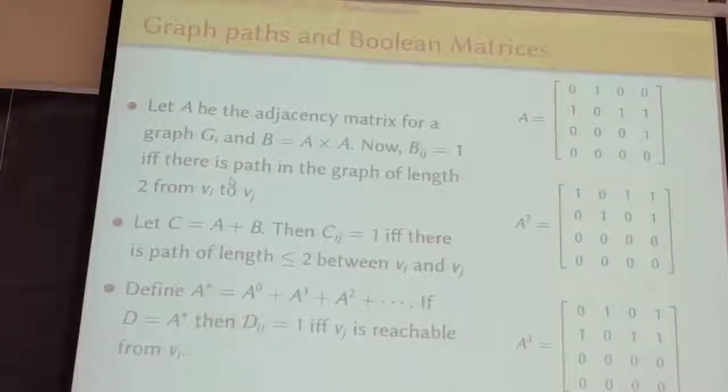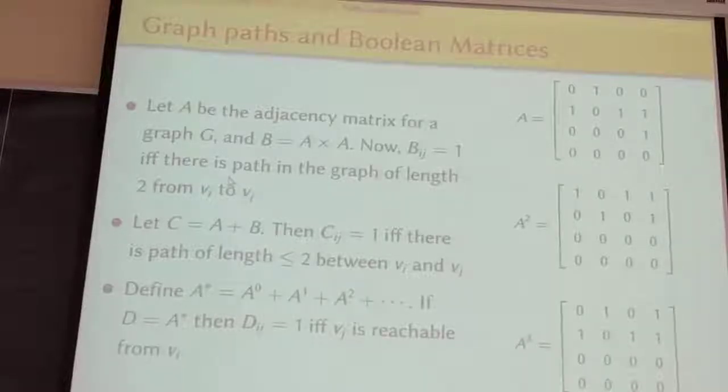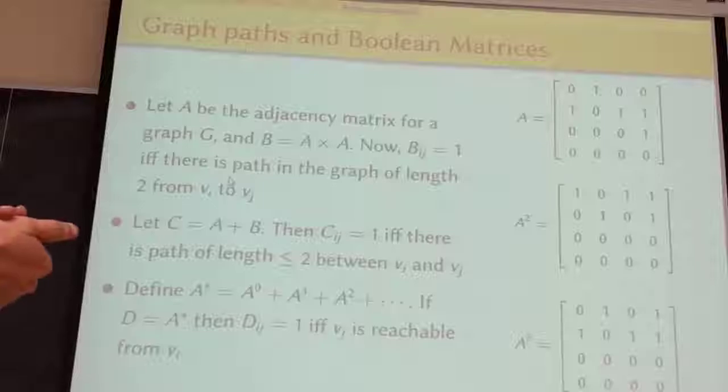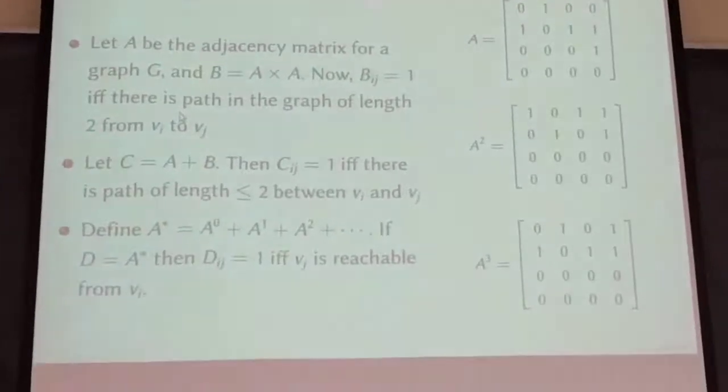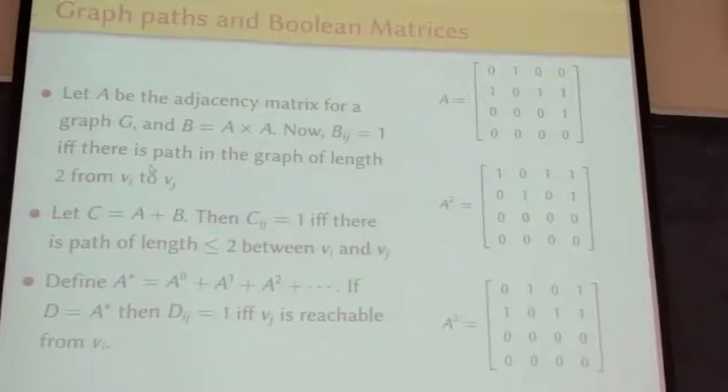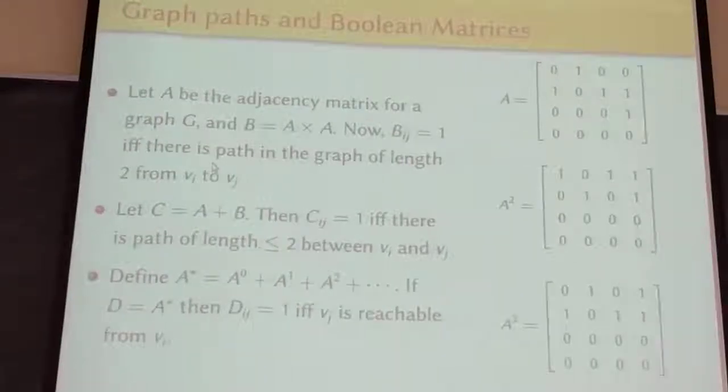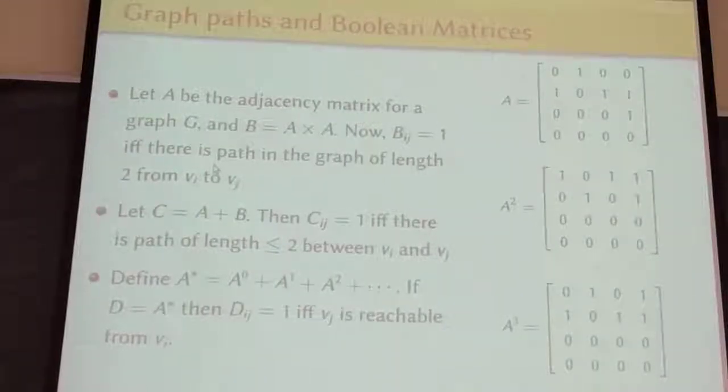Yeah. So if there's a path of length 2 and length 1, then C_ij will be greater than 1, right? It's a Boolean matrix, so it stays 1. Right? Okay.